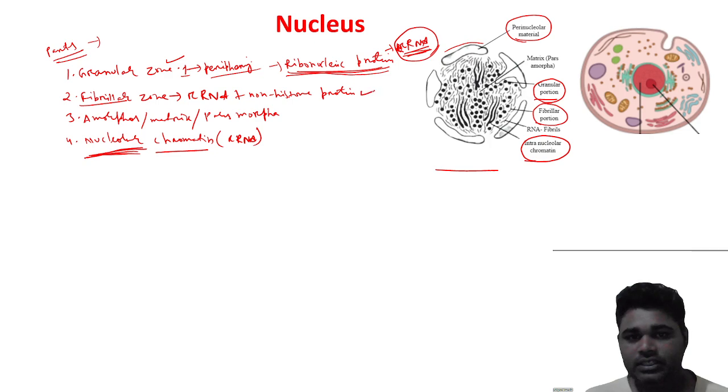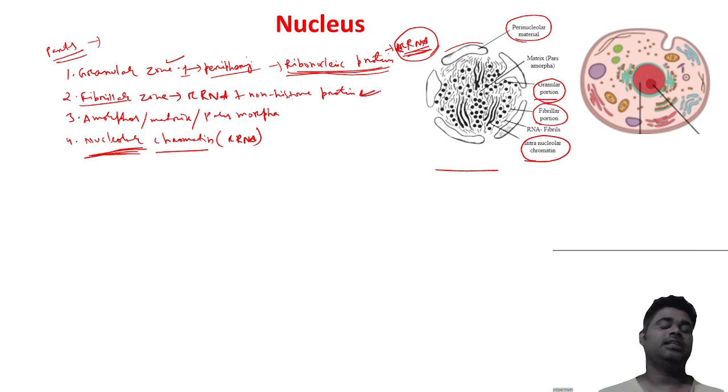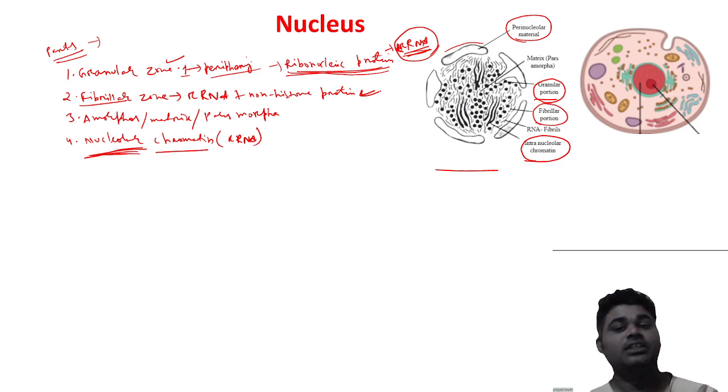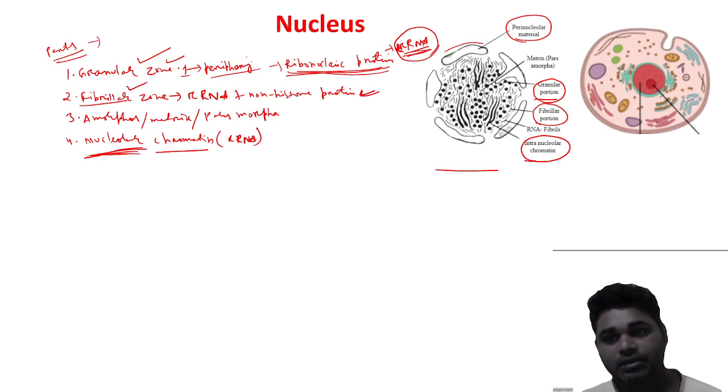So in the NEET exam, sometimes it will ask in which part of the nucleolus the proteins are present, or the ribonucleic protein. If the ribonucleic protein is not mentioned, and simply it is asked in which part of the nucleolus the proteins are present, the answer will be the granular zone. And if it asks in which part the rRNA is present, the answer will be the fibrillar zone.